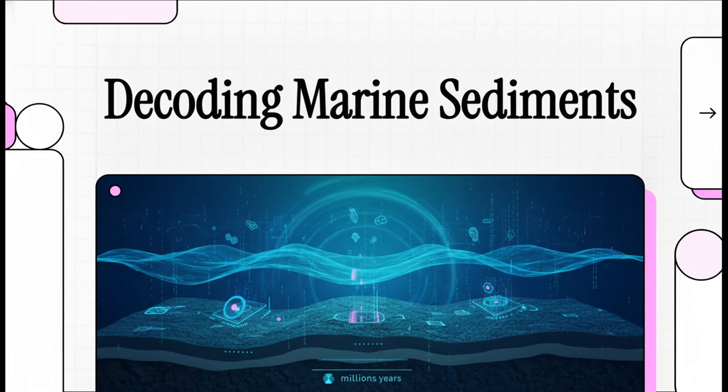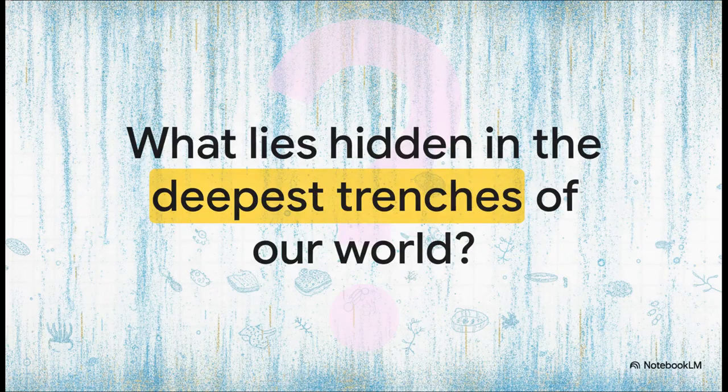It's basically a massive planetary hard drive, and this hard drive is incredibly thick. In some places, it's holding millions of years of data, stacked up meter by meter, just waiting for us to read it. So what lies hidden down in those deepest trenches?